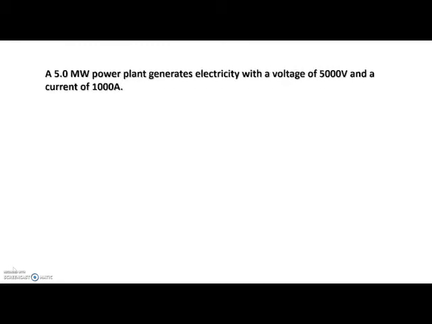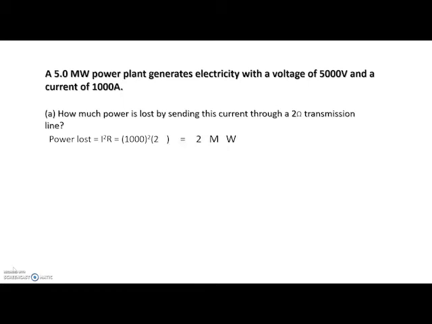For example, take a look at this question. A 5 megawatt power plant generates electricity with a voltage of 5000 volts and a current of 1000 amperes. How much power is lost by sending this current through a 2 ohm transmission line? Power loss is calculated by I squared R, which is 1000 squared times 2, which will give you 2 megawatts. In this case, we would lose almost half of the power transmitted.